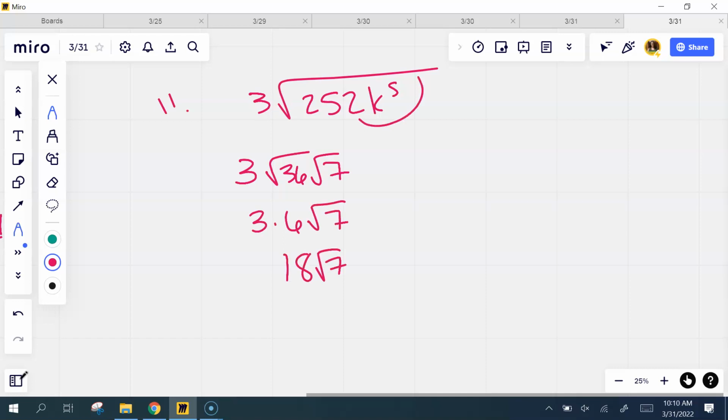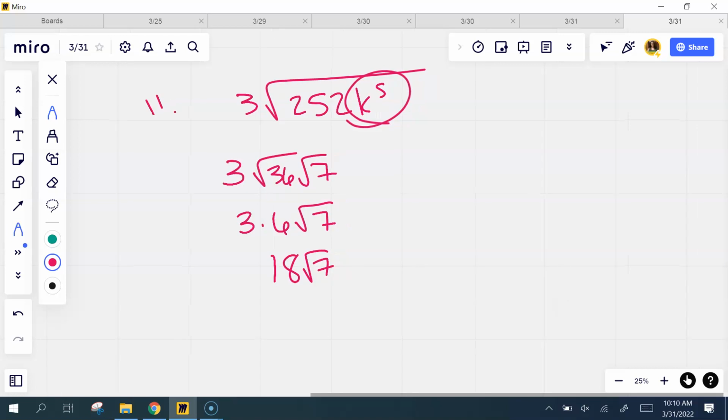Now let's look at this k to the 5th, right? What is the root outside? 2, because there's not one there, right? Everybody sees that? Okay, so how many times does 2 go into 5? 2. And how many are left? 1, so I keep that 1 under the radical. So now put everything outside the radical together and everything under the radical together. So I have 18k squared times the square root of 7k.